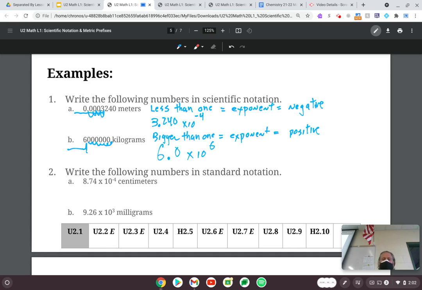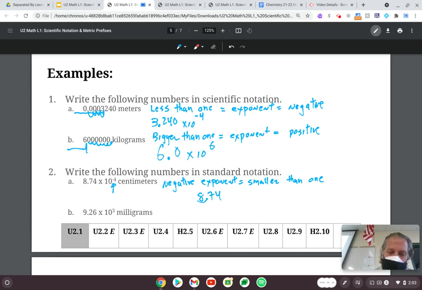Okay, so now the next one says write the following numbers in standard notation. So the first thing I see here is there is a negative value there, right? That negative value tells me that the number is smaller than 1. So negative exponent means the number is smaller than 1. And if the number is smaller than 1, it has to start with a 0, right? So what I'm going to do is take the 8.74, and it's times 10 to the minus 4. So I'm going to move it in the direction that makes the number smaller than 1.